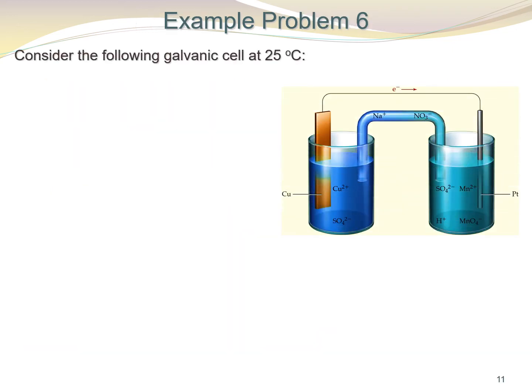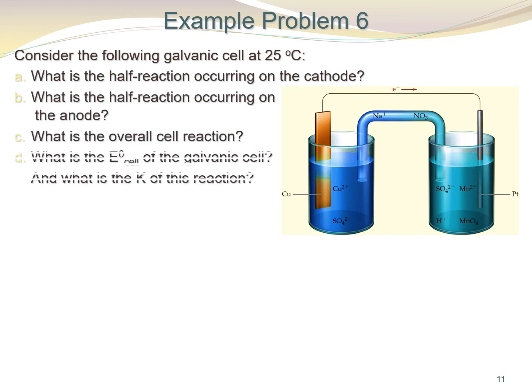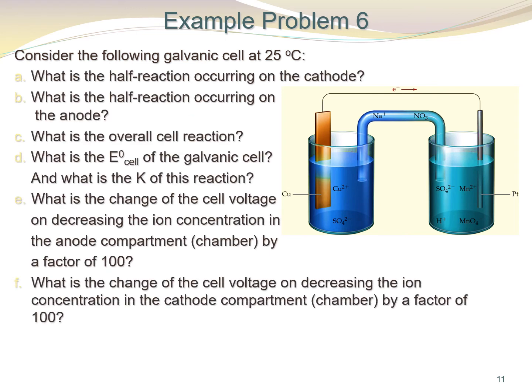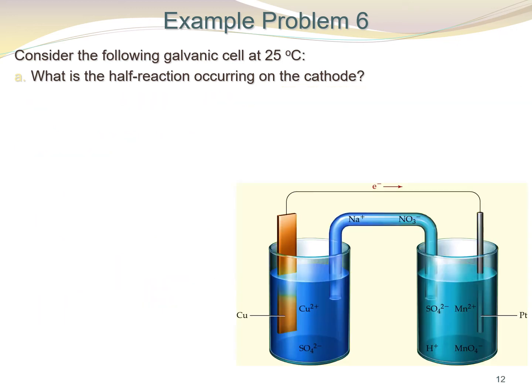All right, as we move on to the last example of this chapter, I'd like to remind you this example problem is comprehensive. It basically covers everything that we have discussed so far about a galvanic cell. So we have this setup. There are a lot of questions asked, a total of 6 questions, and we're going to answer these one by one. So first question, what is the half reaction occurring on the cathode?